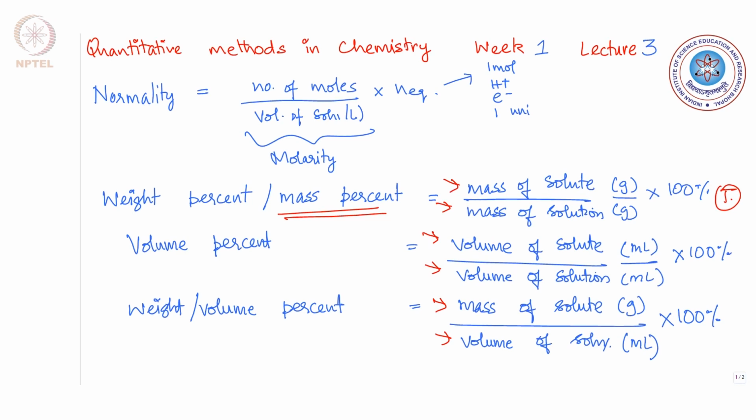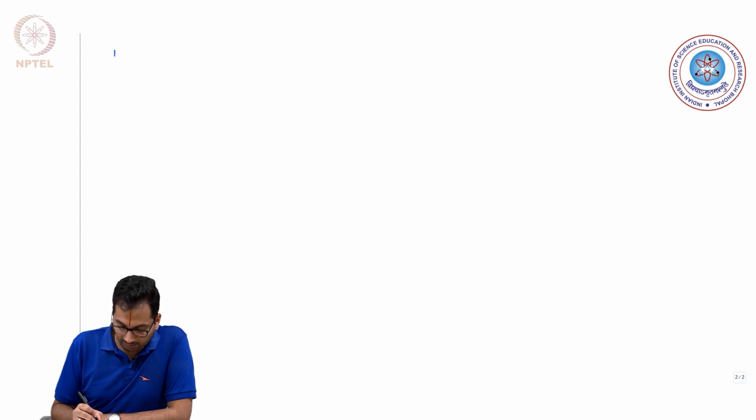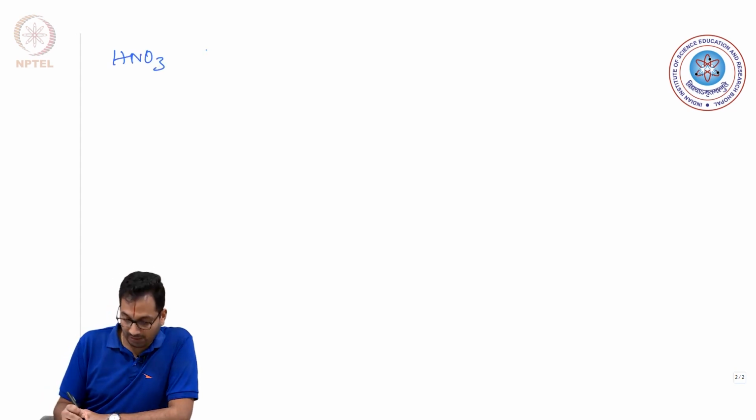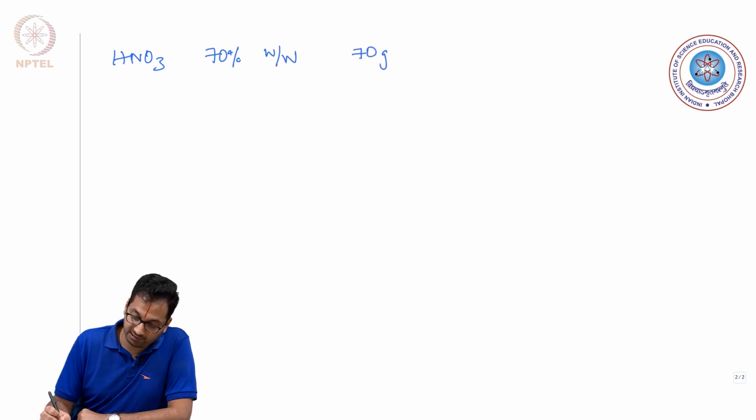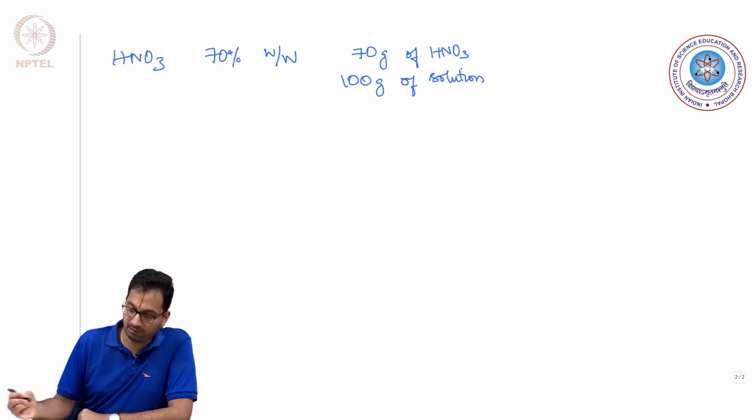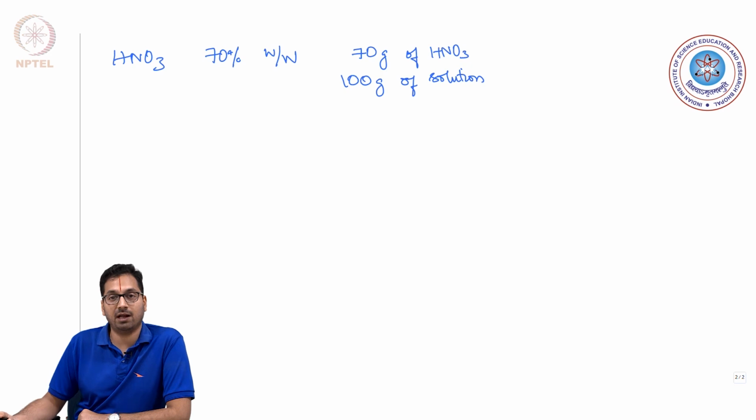Why don't we take some examples? So let us start with an example of nitric acid. Nitric acid is generally sold as 70% weight by weight in the market. This indicates you have 70 grams of nitric acid in 100 grams of solution. This is the routine concentrated nitric acid we end up using in the laboratories.